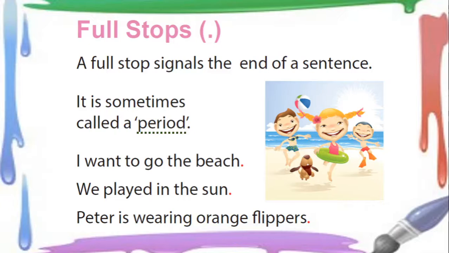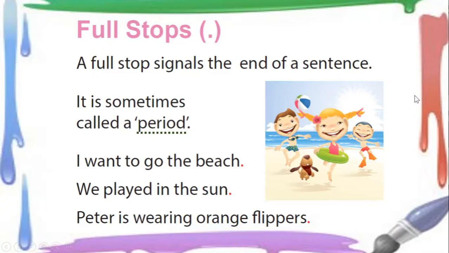So see, I have used a red color dot here, full stop. We played in the sun, full stop. Peter is wearing orange flippers, full stop. So this is the information that I want to give in this particular sentence. I want to go to the beach, that is all. Means I want to go. Further information, if you want, then I will have to write another sentence, or I'll have to say another sentence. Okay? So this is about full stops, the basic meaning of it, and a few examples.